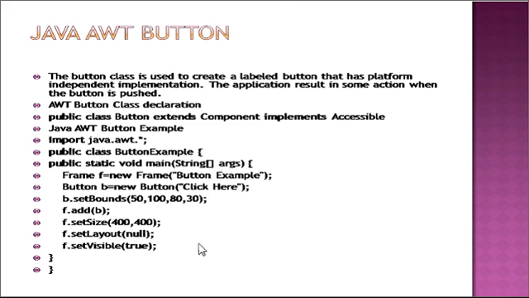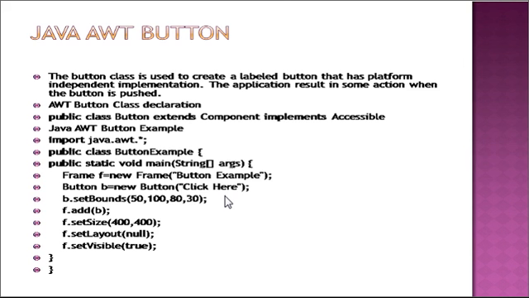First AWT class: Button. The Button class is used to create a labeled button that has a platform independent implementation. This is a feature of AWT: the AWT toolkit is platform independent. The application results in some action when the button is pushed. Whenever we draw a button on our container or frame and assign a label name to the button, we use the Button class.